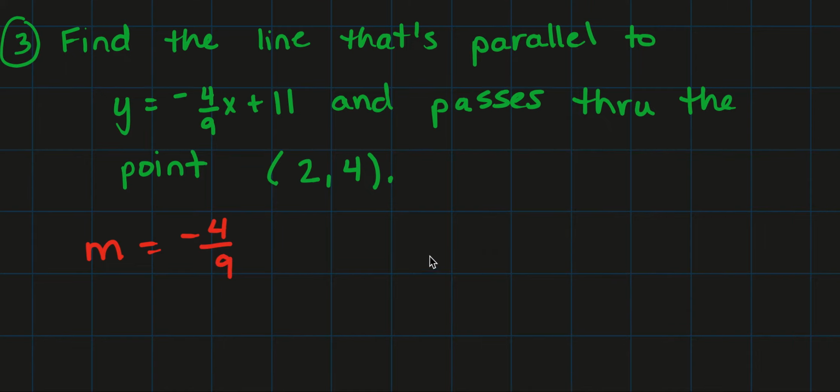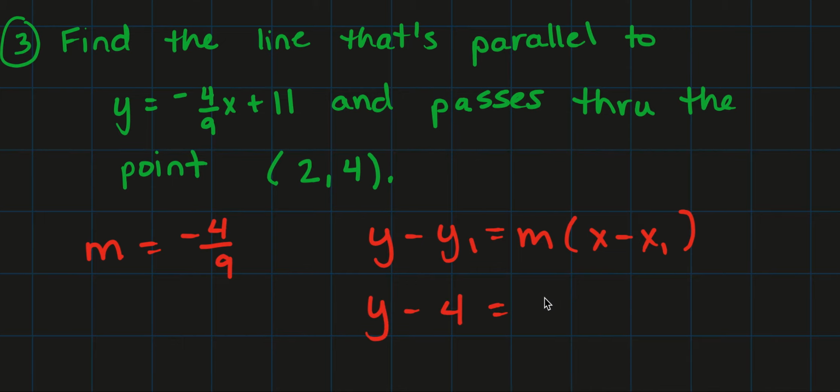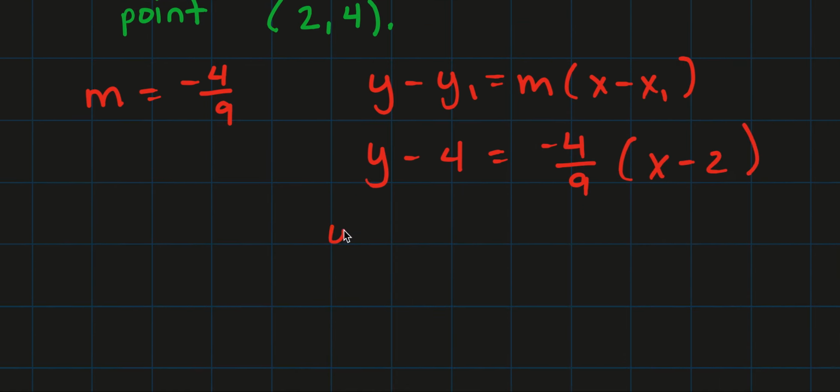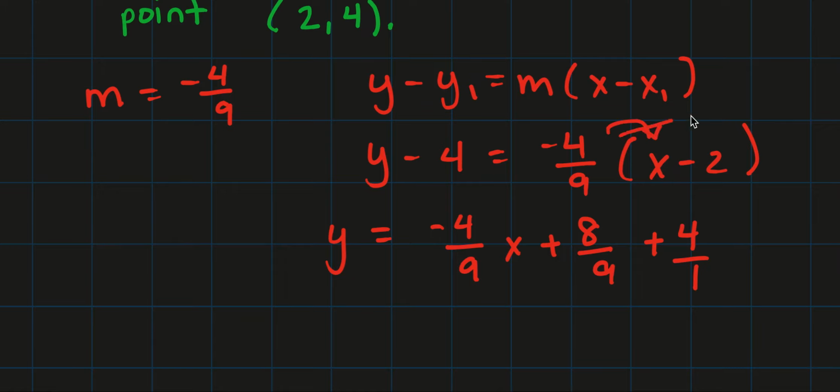I have this point, so I can use point slope form. Okay, now plug in my information. y minus 4 is negative 4/9 times x minus 2. So we get y is equal to negative 4/9 x plus 8/9 plus 4/1. I distributed this negative 4/9. Added the 4 to the other side to solve for y.